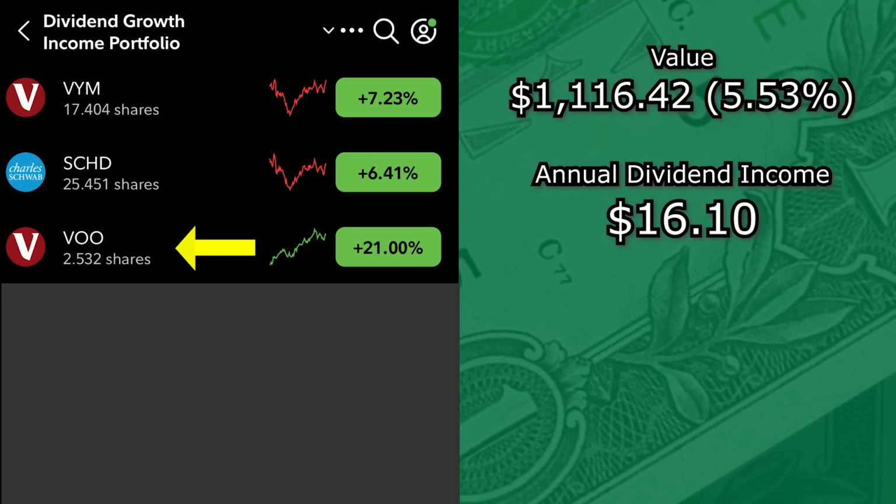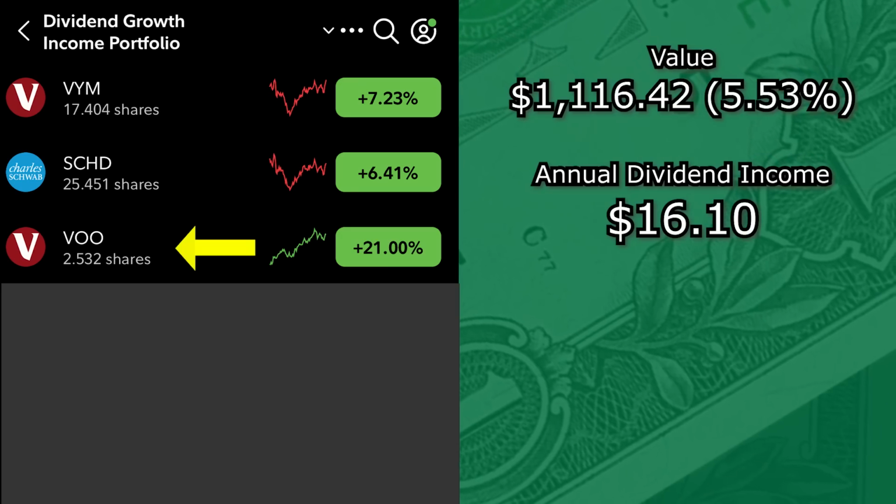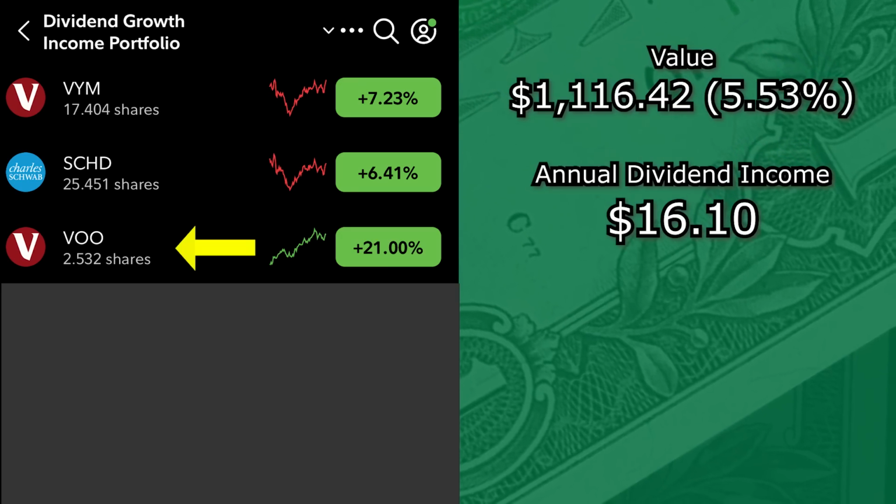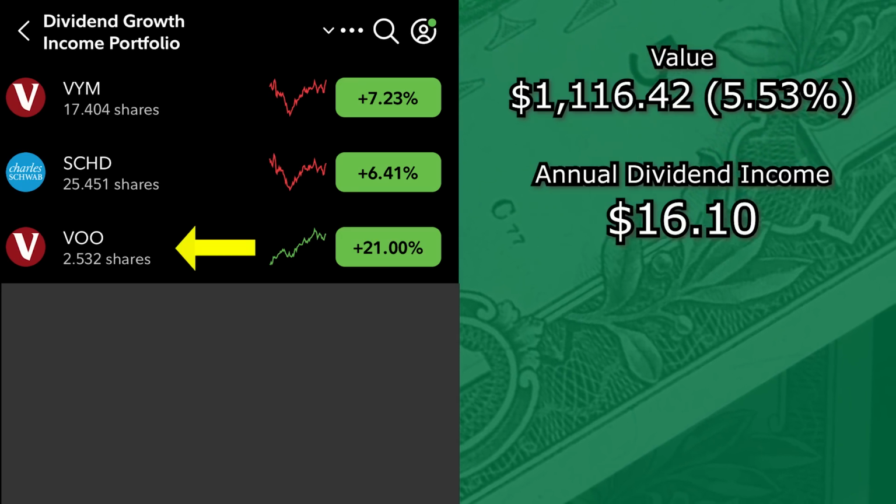This is my single favorite investment. I'd be heavier here if I didn't own it elsewhere, such as my 401k and my Roth IRA. I think that's an important thing to point out as I build this out.